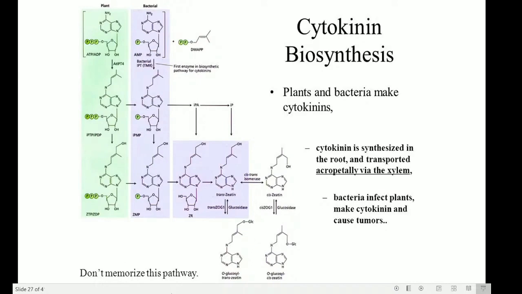The cytokinins are synthesized in the root and transported acropetally via the xylem. Acropetally means the xylem is like a nervous system in the plant, absorbing the produced molecule and transferring it to the various parts of the plant.